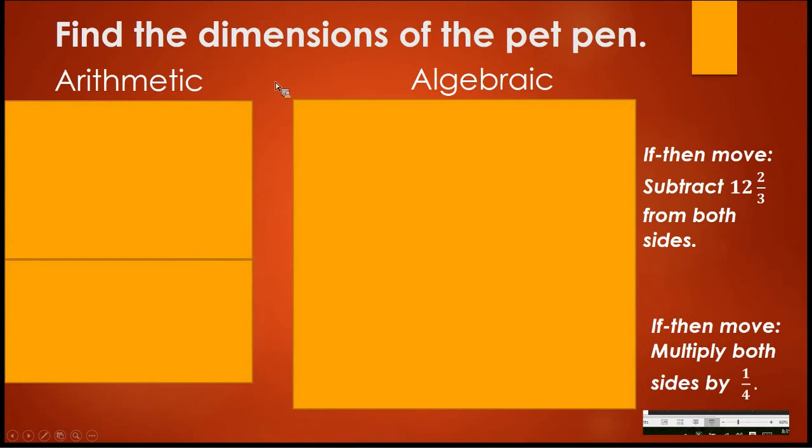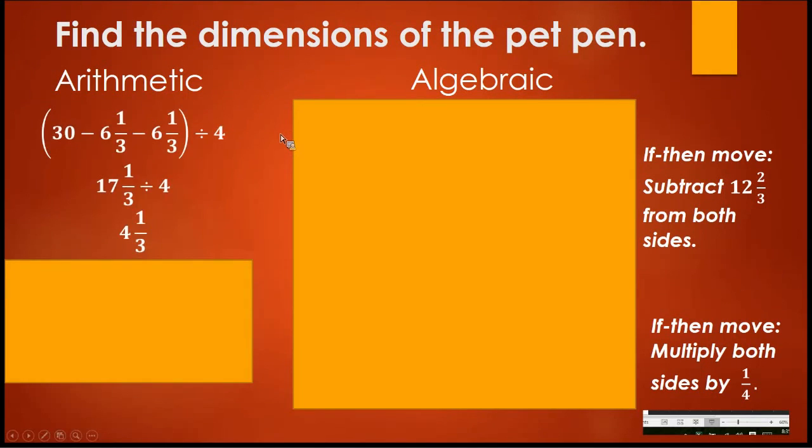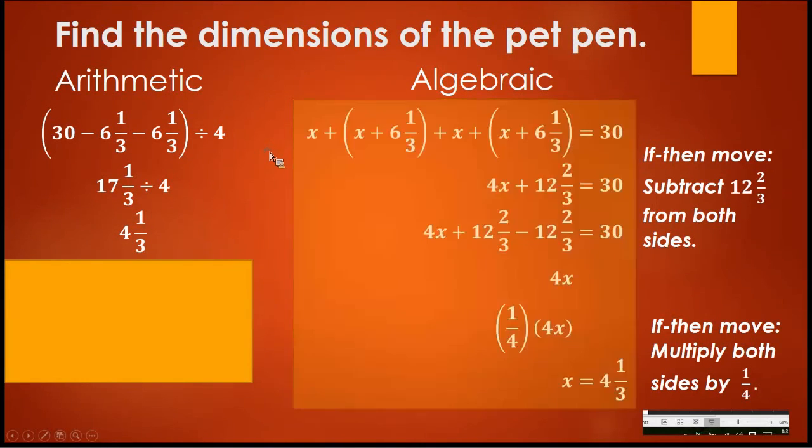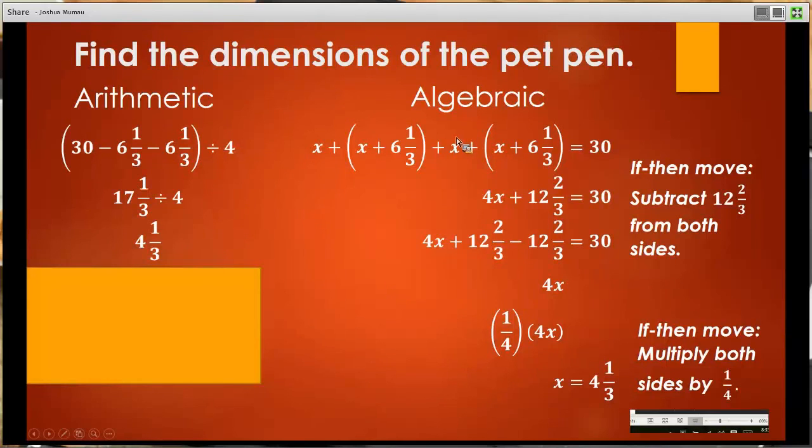Continuing, we want to find the dimensions of the pet pen. Well, let's look at the arithmetic first. We could have 30 minus 6 1/3 minus 6 1/3 and then divide it by 4. 17 1/3 divided by 4 equals 4 1/3. So for the algebraic, we have x plus 6 1/3 plus x plus 6 1/3 equals 30. As we take a look at this, we're combining like terms first, and then we are going to slowly solve this two-step equation.